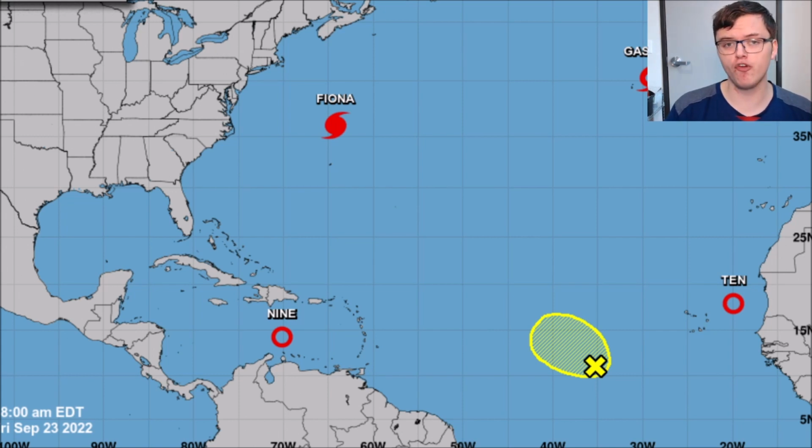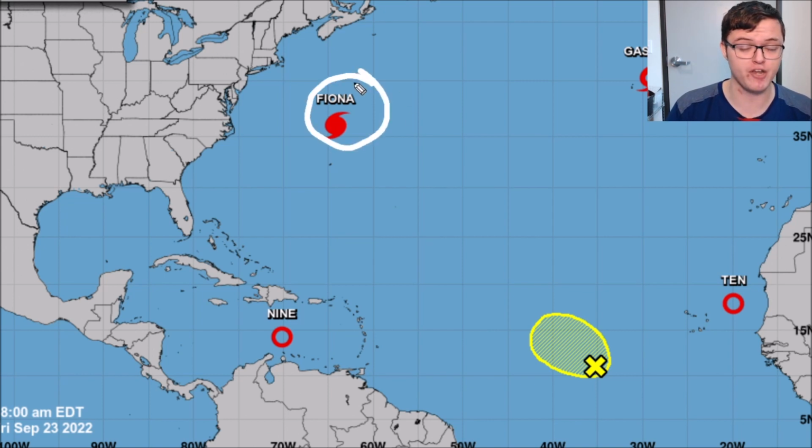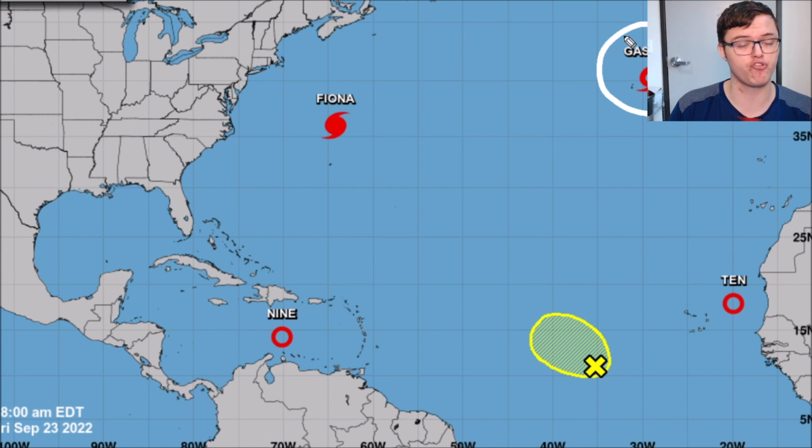Before we get too far into detail with Tropical Depression 9, I just want to mention the tropics are extremely active. We have 5 different systems right now that we're watching very closely. Hurricane Fiona, as you may know, has made some impacts to Bermuda recently. It's going to be moving into Nova Scotia later today into the evening hours. Gaston also, that's a tropical storm. It's well out into the northeastern Atlantic Ocean. That will not impact the United States by any means.